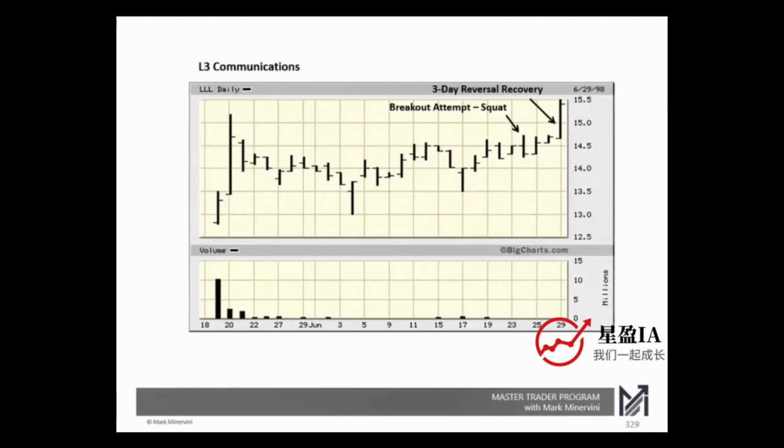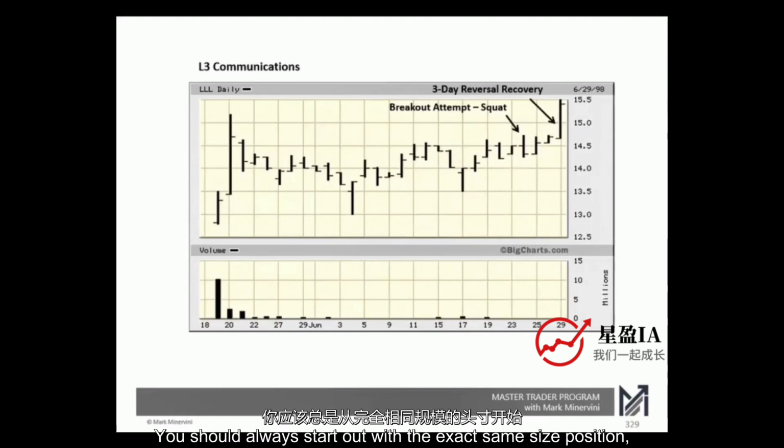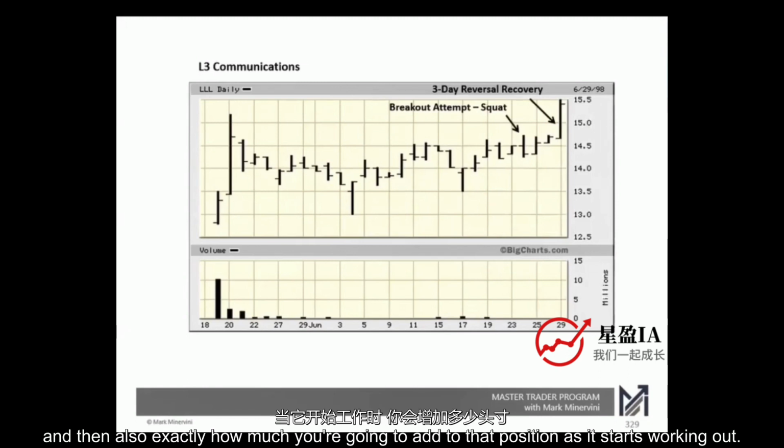Yeah, well, that sounds like they're not sticking to their discipline in terms of the size of the position. You should always start out with the exact same size position, and then also exactly how much you're going to add to that position as it starts working out.